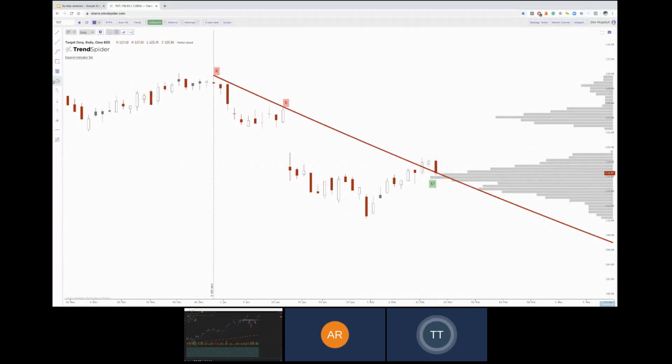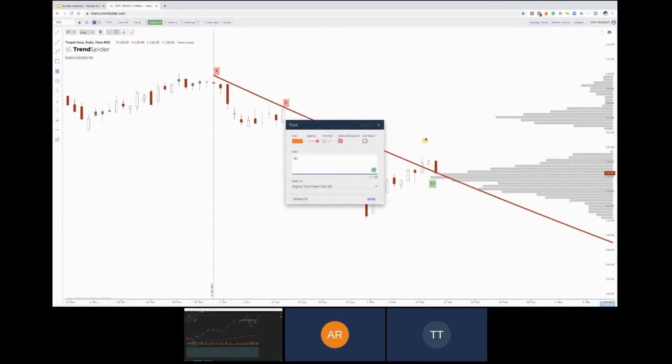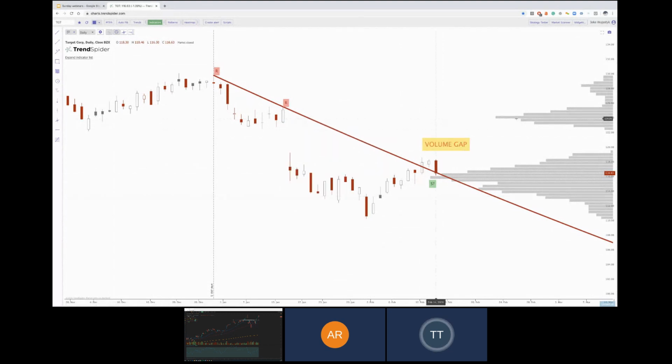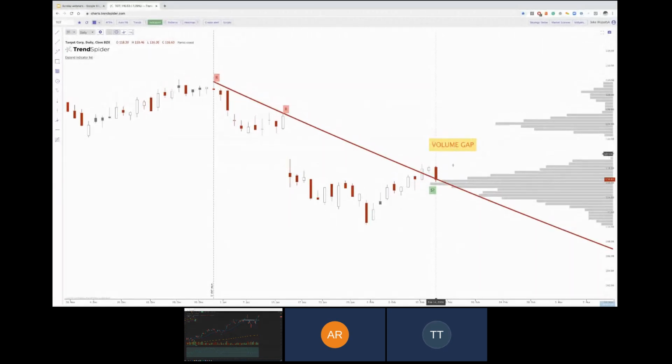And then you've got this volume gap essentially until about the 124s. Prices move based on supply and demand, volume. So if there's not a lot of people holding above until 124, there's not going to be a lot of supply to add on to the market here, because there's nobody holding from this point until 124.